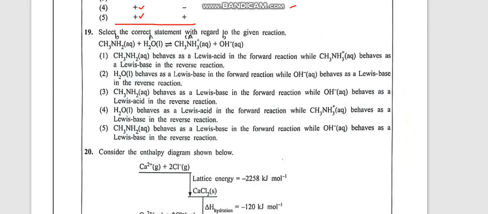So CH3NH2 is accepting an H plus and becoming CH3NH3 plus in the forward reaction. So it's a Lewis base. In the reverse reaction, we can see OH minus is gaining an H plus and becoming water. So there also OH minus is gaining H plus. Therefore, it is also acting as a Lewis base in the reverse reaction. Therefore, the perfect answer is the fifth one.